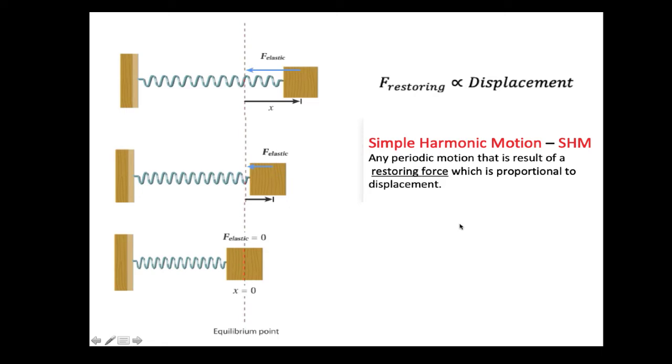Any periodic motion that is the result of a restoring force, which is proportional to displacement, is called simple harmonic motion, SHM for short. In other words, the acceleration of simple harmonic motion is proportional to displacement. Note that this is a non-constant acceleration. It is changing as displacement changes.